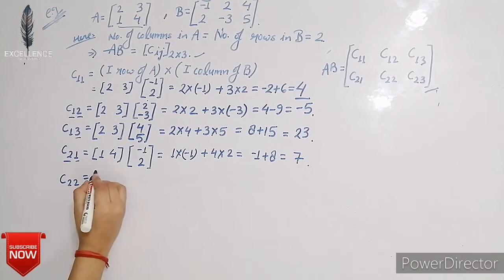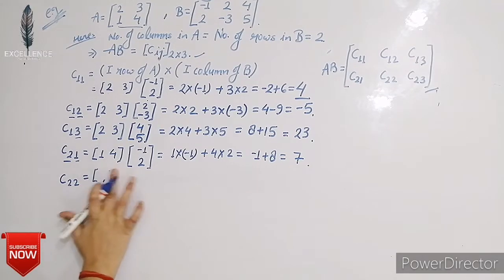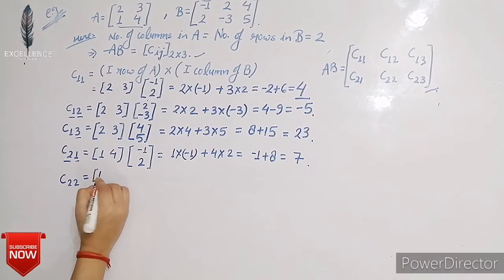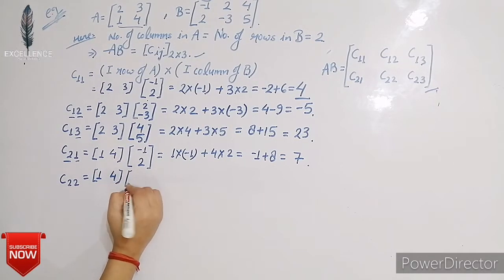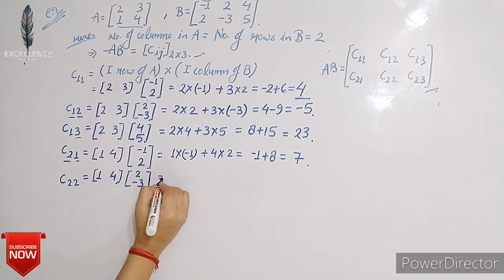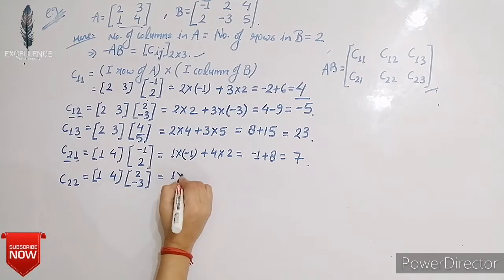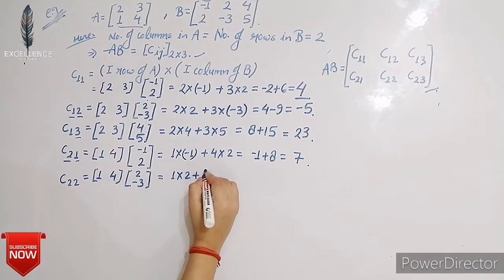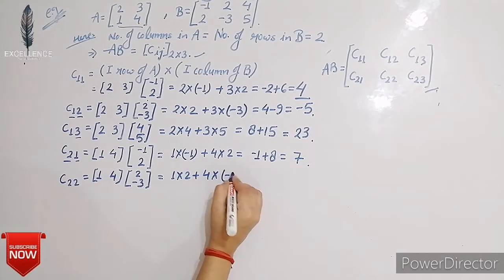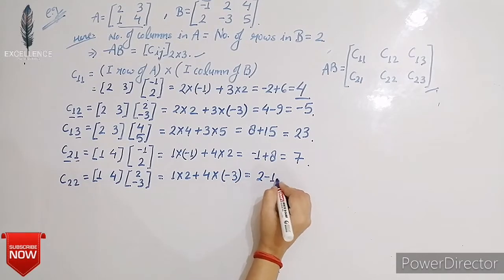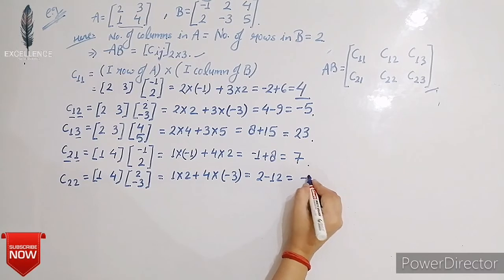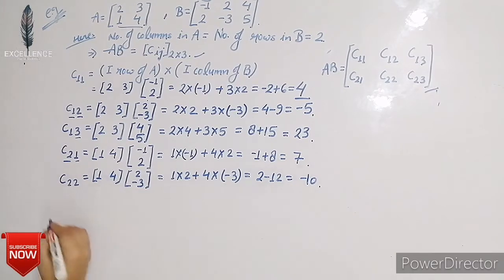Next, C22 is equal to the second row of A, that is 1, 4, and the second column of B, that is 2, minus 3. On multiplying, we have 1 into 2 plus 4 into minus 3, which is equal to 2 minus 12, equals minus 10.